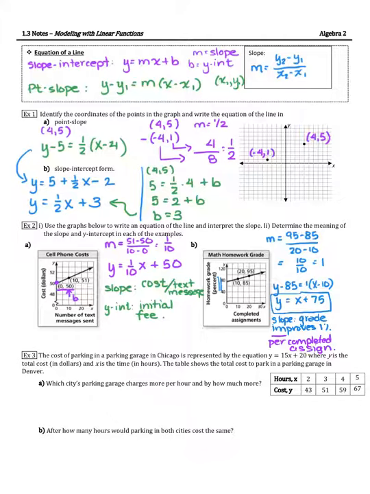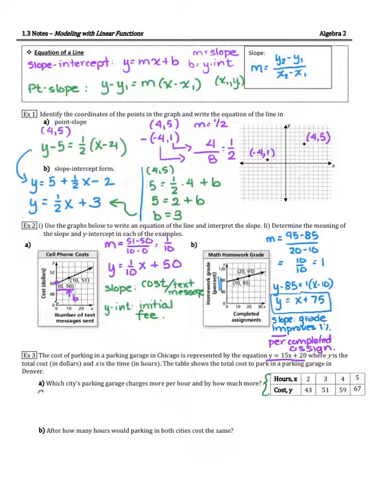It has here the cost of parking in a parking garage in Chicago is represented by this equation, 15x plus 20, where y is the cost in dollars, x is the time, because they're going to give you a flat fee just for parking there and then charge you a little bit extra every hour that you're there. And then if you were to park in Denver, that information is based on this table. So they want to know which city's parking garage charges more per hour and by how much more.